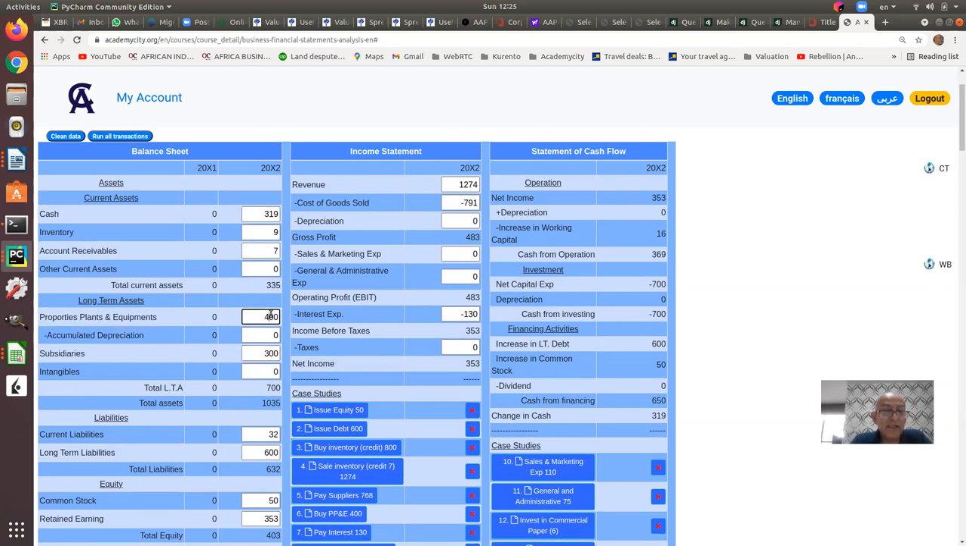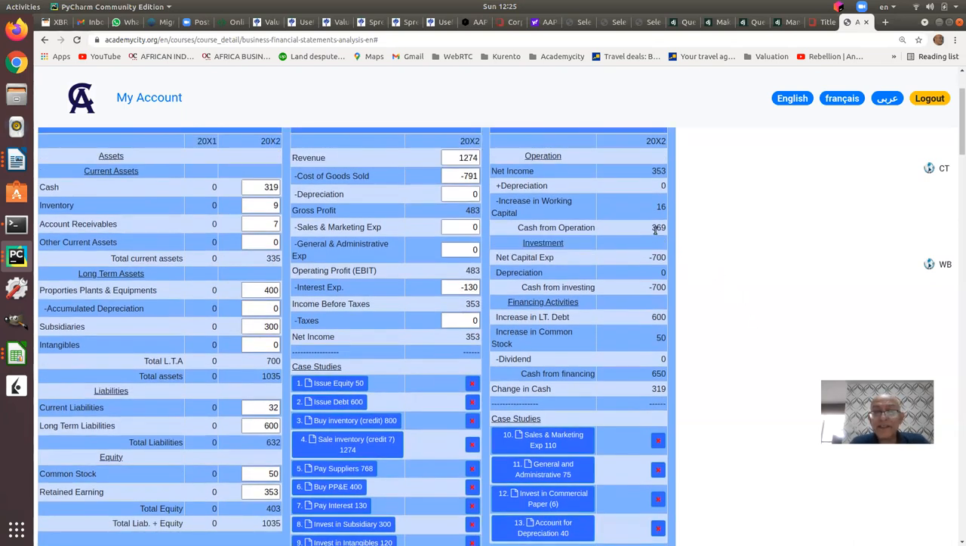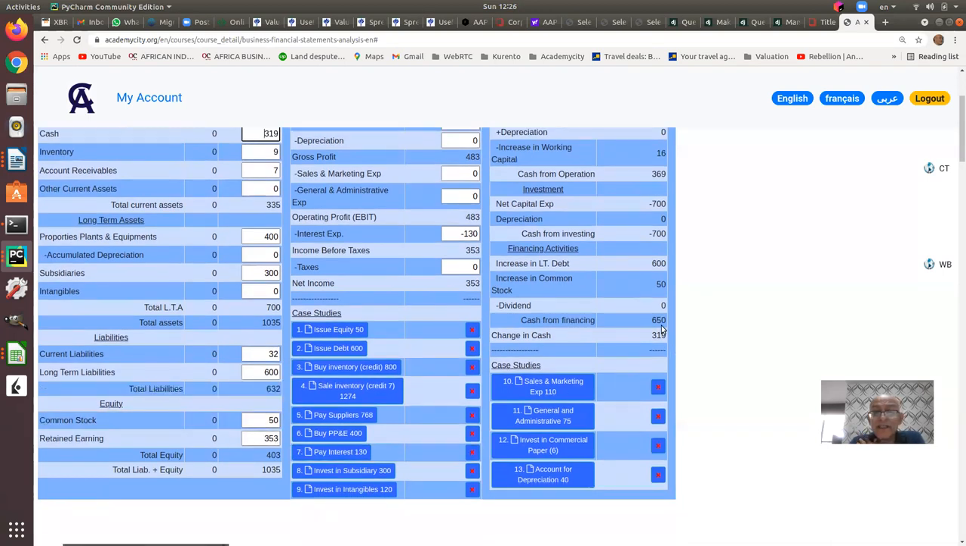Not only did I buy buildings, I also bought another asset called a company. I bought another company. So how much did I invest? I didn't invest only 400 as before. I invested 700. Oh, now I'm really troubled. If I had a profit of only 369, it wasn't enough for the 400, definitely it's not enough also for buying a subsidiary. The money must come from the money I raised from the investors. So the increase in the cash is much shorter than the amount I collected from the investors of 650.